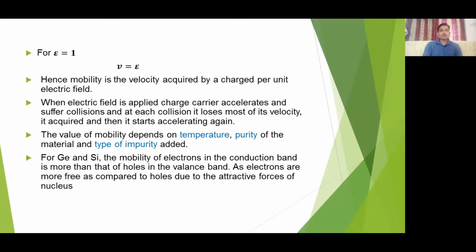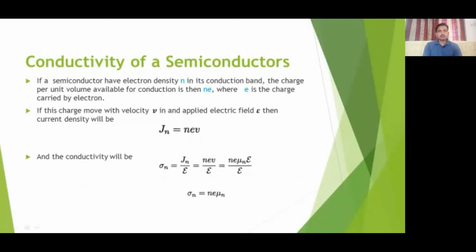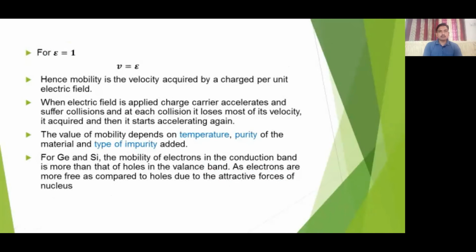So if you take the electric field equal to 1, then you have v = μ. There is a mistake in writing this relation earlier; it should be v = μ ε. Hence mobility is the velocity acquired by charge carriers per unit electric field. So you put the electric field as unity, and you can define mobility as the velocity acquired by charge carriers per unit electric field.